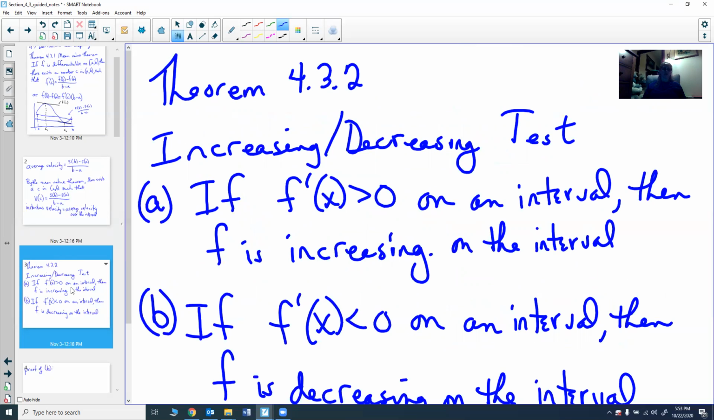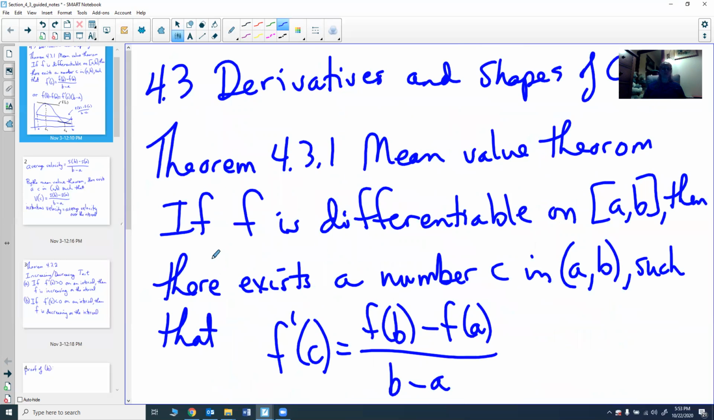Another concept about what derivatives tell us about functions is what we call the increasing/decreasing test. If the derivative f prime is positive on an interval, then f is increasing on that interval. And we've seen this. Let's go back and look just quickly at this graph.